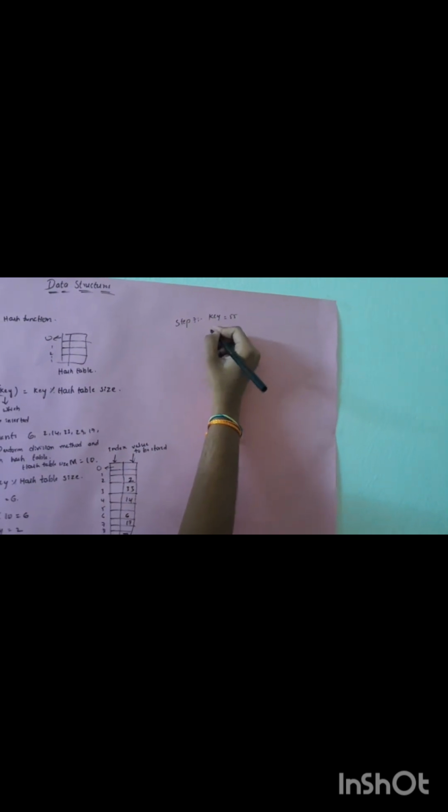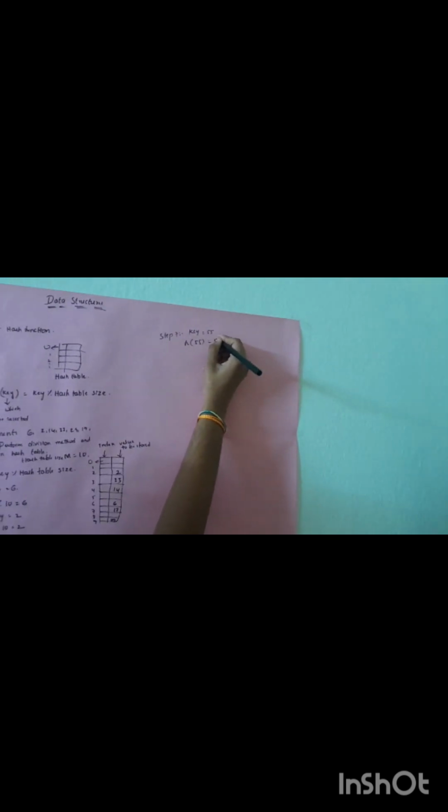Next, key equal to 55. Next we need to find the hash value. 55 mod 10, which is 5. So 55 needs to be stored at the 5th index location. Next, key equal to 11. The hash key is 11 mod 10, which means 1. So 11 should be stored at the 1st index location.